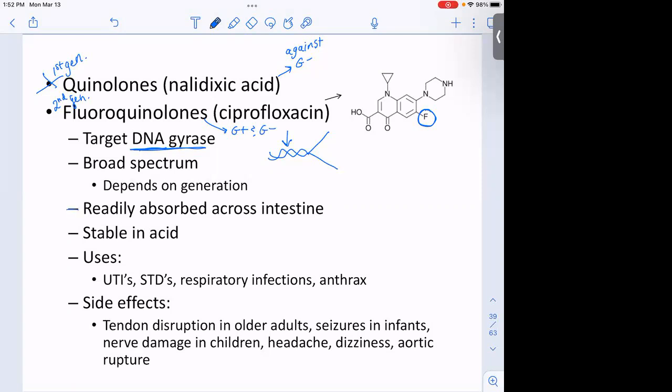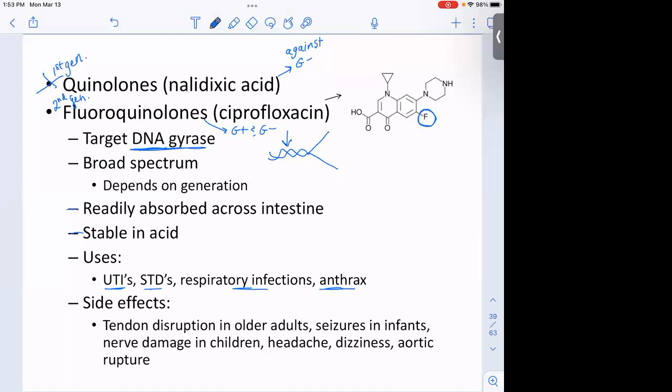They're absorbed well, they're stable in acid. There are certain infections that we tend to use these more for. We kind of reserve them for more serious infections: urinary tract infections that maybe haven't responded well to anything else, some sexually transmitted diseases, anthrax, serious respiratory infections, again, that have not responded to other kinds of treatment.